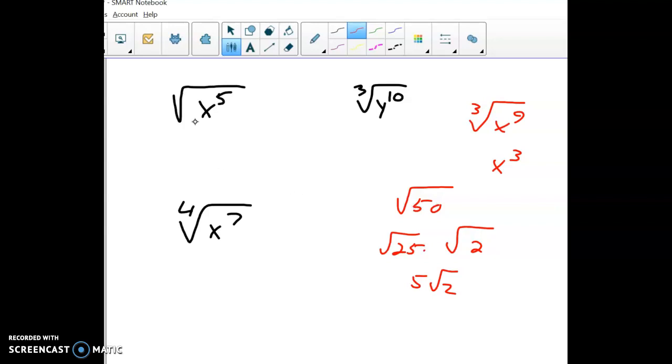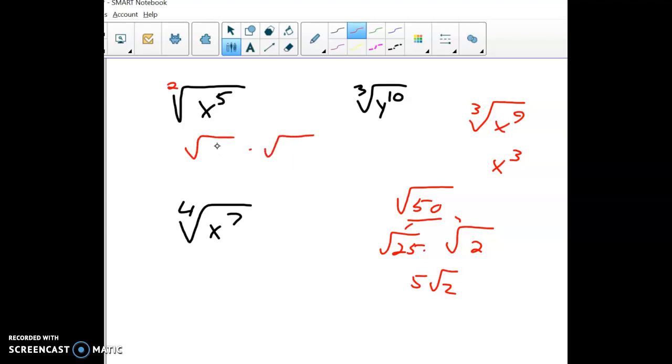If you look here, this is an index of 2 because nothing's written there, and that doesn't evenly divide 5. This 3 doesn't evenly divide 10. And 4 doesn't evenly divide 7. If it doesn't evenly divide, we are going to do that just like we did with the 50. We're going to make a part that is a perfect root and then a non-perfect part. So for this x to the fifth, I'm going to make 2 square roots.